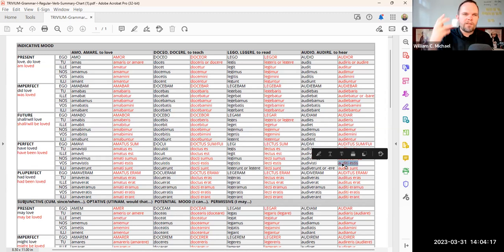You could take an English idea and then figure out, well, how would I say that in Latin? And find the form that would express that idea. Or you can go from Latin to English and take any form.